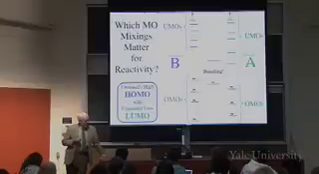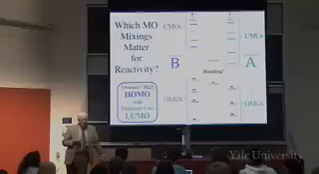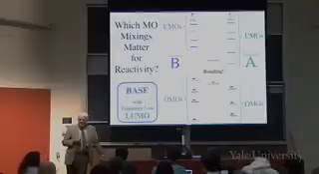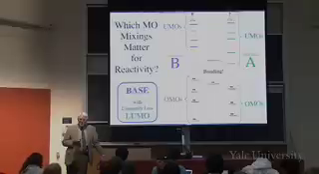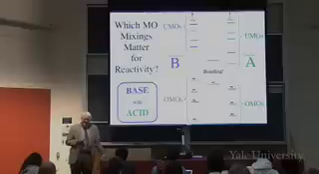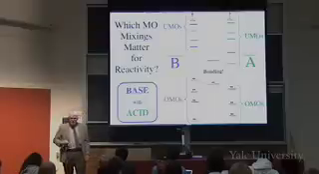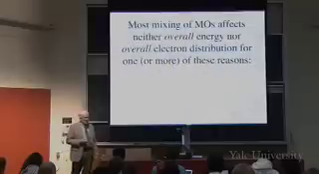Something that has an unusually high HOMO is called a base. And something that has an unusually low LUMO is called an acid. Right? So that's a generalization of the idea of acid and base.